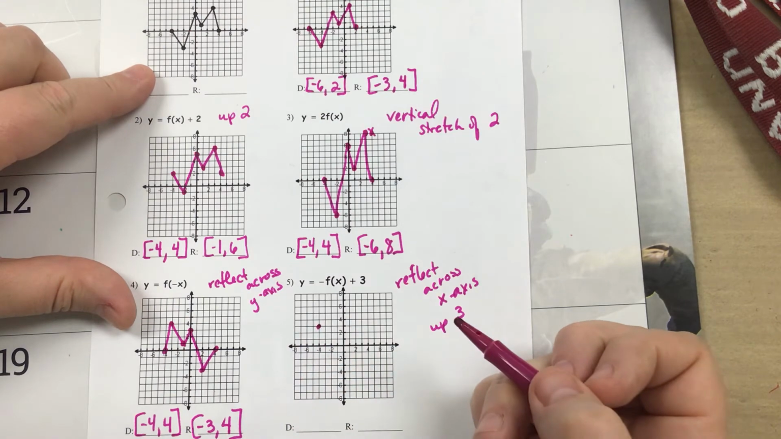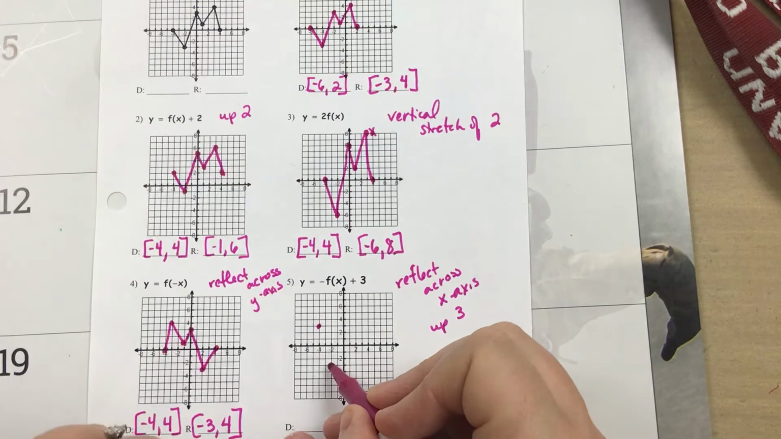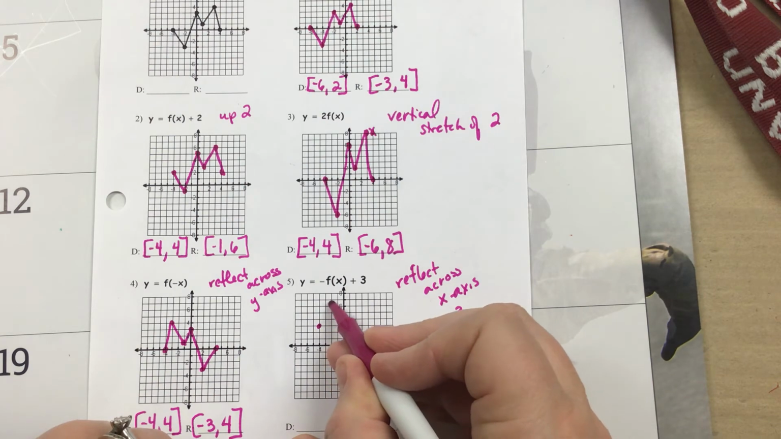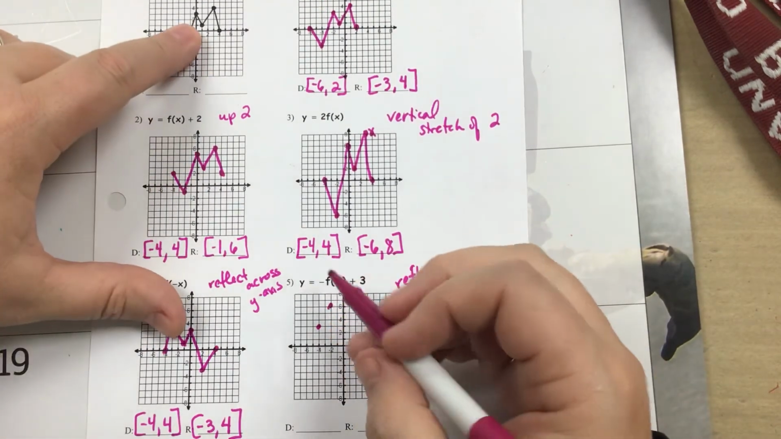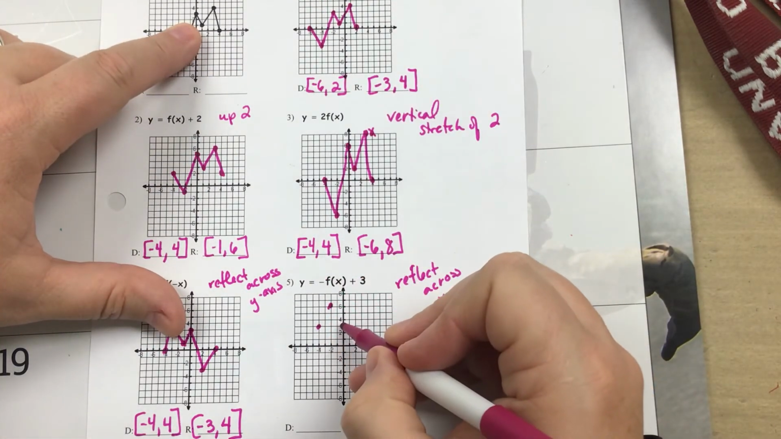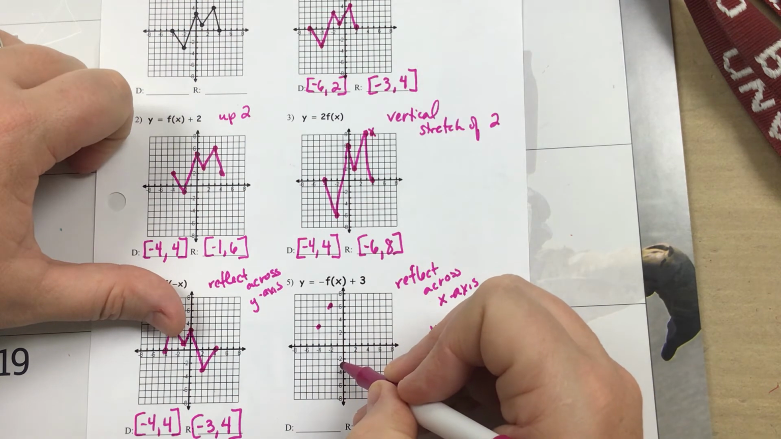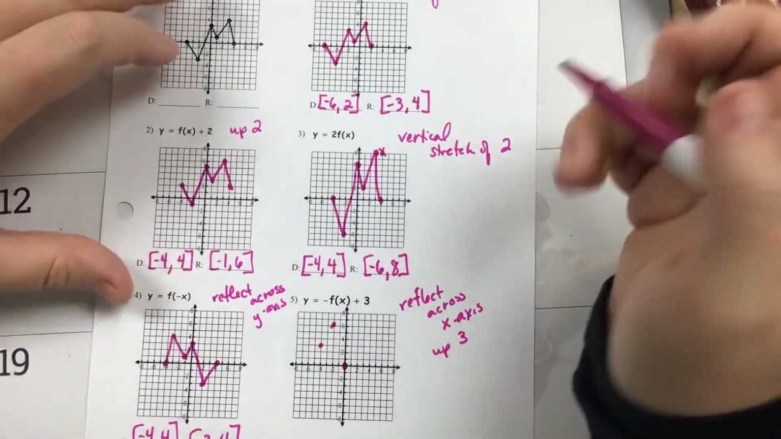So here's my first point. My next point is negative 2, negative 3. If I reflect it across the x-axis, it's going to be at negative 2, positive 3, and then I need to go up 3. 1, 2, 3. So again, I'm going to do each point. The next one was at 0, 3. So if I reflect it across the x-axis, we're going to be at 0, negative 3. And then if I go up 3, 1, 2, 3, I'm at the origin.